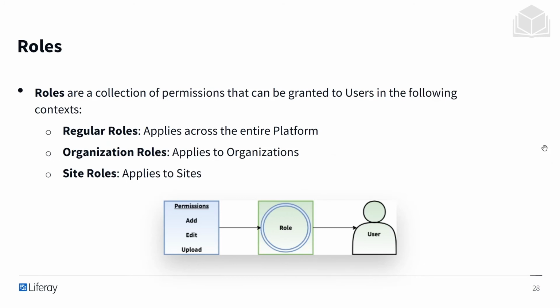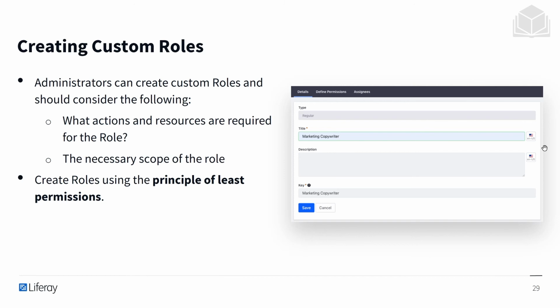Next, we have roles. Roles are a collection of permissions that can be granted to users in the following contexts. Regular roles. This applies across the entire platform. There's organization roles, which apply to the organizations, and there's site roles, which apply to certain sites. So pretty easy. Everywhere, organizations, sites. Once again, not to be bogged down, we have the ability to create custom roles. Administrators can create these custom roles and should consider the following.